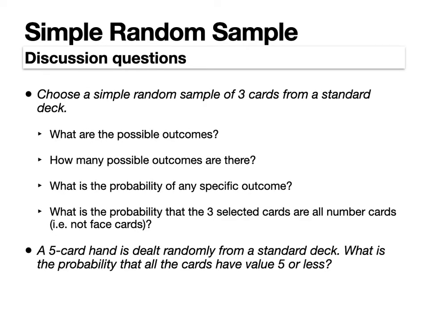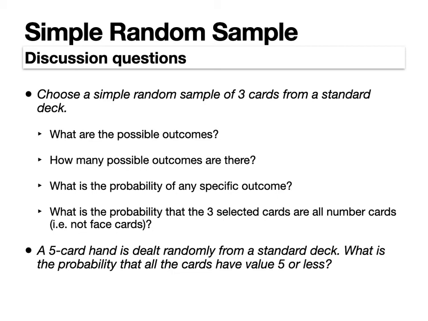So I have some more discussion questions then. Again, we'll go over these in class, but let's just take a quick look. Suppose we choose a simple random sample of size 3 from a standard deck. So you could imagine being dealt a hand of 3 cards from a well-shuffled deck. That would be a simple random sample of size 3. What are the possible outcomes? In other words, describe the sample space. How many possible outcomes are there? That would be the cardinality of S, the cardinality of the sample space. What's the probability of any specific outcome? That would be 1 over the cardinality of the sample space.